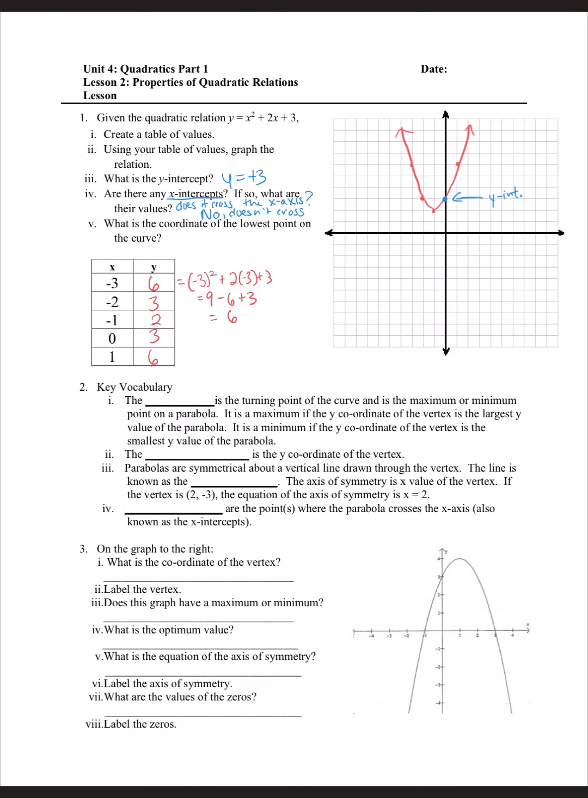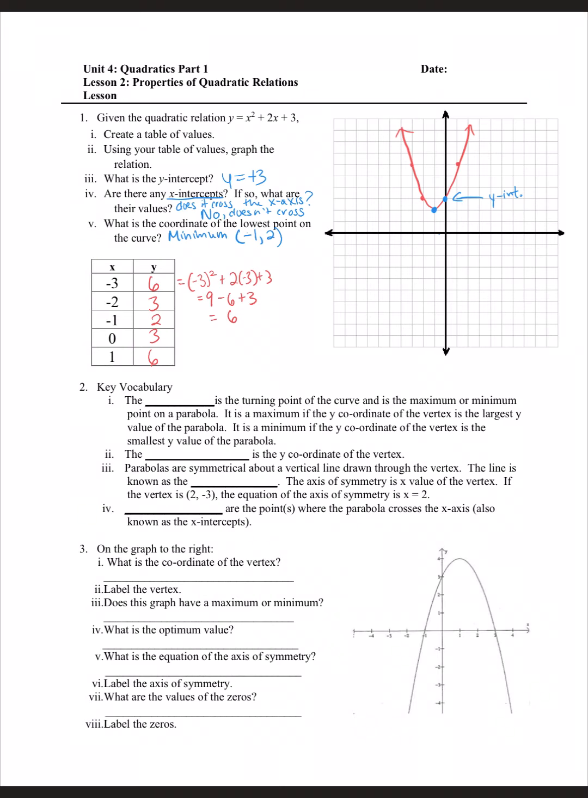What is the coordinate of the lowest point on the curve? So the lowest point on the curve we can see is right here because every other point is above that. So the coordinate, we would say that is a minimum. And that minimum occurs at over 1, so -1, and then up 2. So at -1 and 2. Okay, so we're going to start talking about some of the key vocabulary. So we can look and say, what's my lowest point? What's my y-intercept? That's all terminology we can deal with. But parabolas have very specific vocabulary that we need to start becoming familiar with.